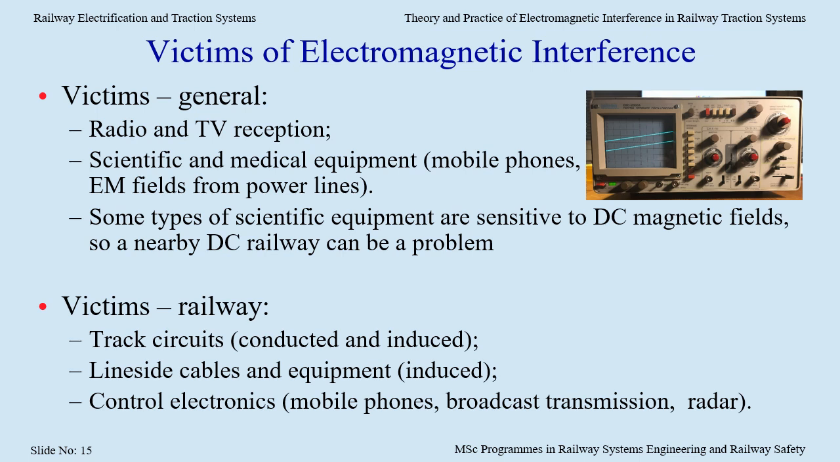Some types of medical equipment are also sensitive to DC magnetic fields, for example MRI scanners, so a nearby DC railway can be a problem. On the railway, track circuits also appear as victims. Now, the main source of interference with railway equipment is generally other parts of the railway. However, nearby powerful intentional transmitters, such as broadcast TV or airport radio, have been known to cause problems.